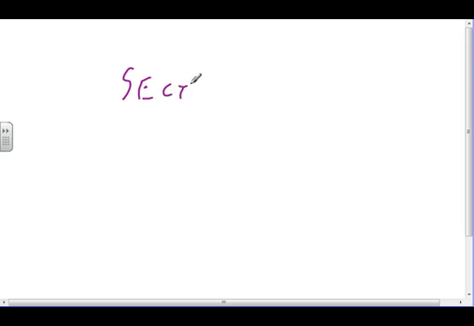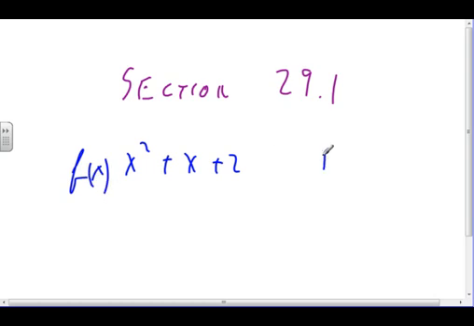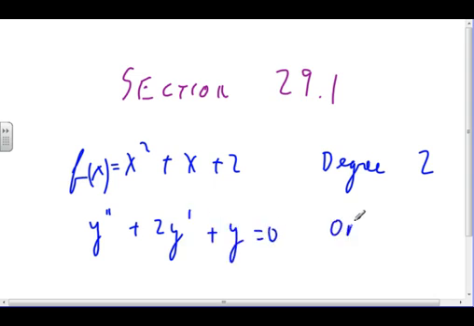So we're in section 29.1. Now if I have x squared plus x plus 2, if that's my f of x, what is the degree of the function? The degree of the function is 2, because that's the highest power of x that I have. If I have y double prime plus 2y prime plus y equal to 0, what is the order of the differential equation? The order is 2, because that is my highest derivative. So when I talk about the degree of an equation, I talk about the variable raised to some power. When I talk about the order, I'm talking about something different.